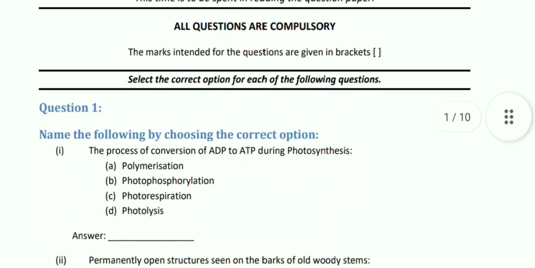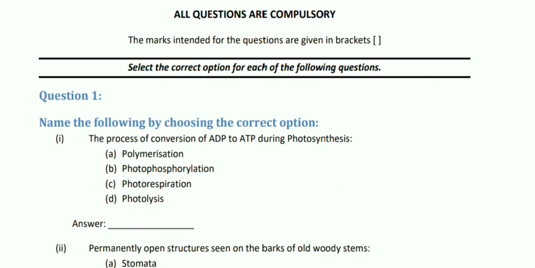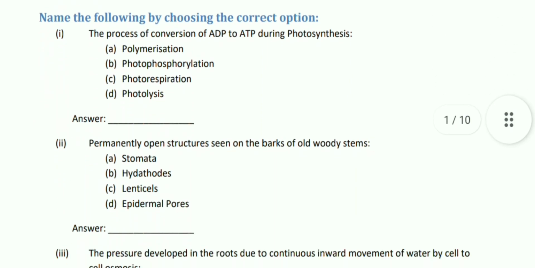The first question is, name the following by choosing the correct option. So, we have to name them. The first one is the process of conversion of ADP to ATP. Important: ADP to ATP during photosynthesis. Well, this happens during photophosphorylation. So, the right answer is 1B, photophosphorylation.